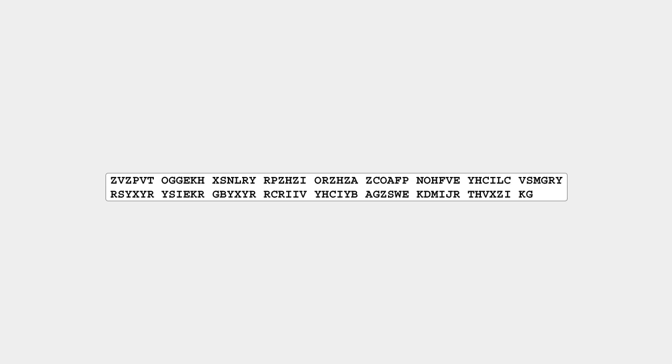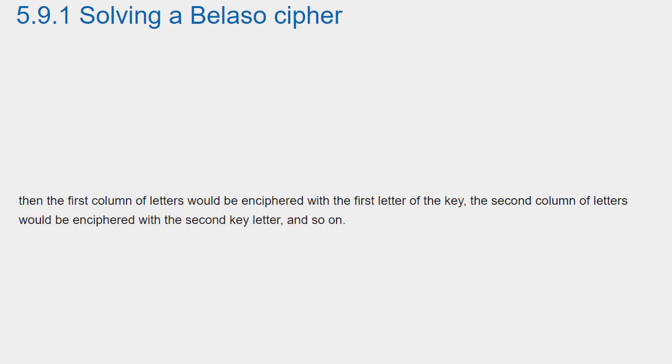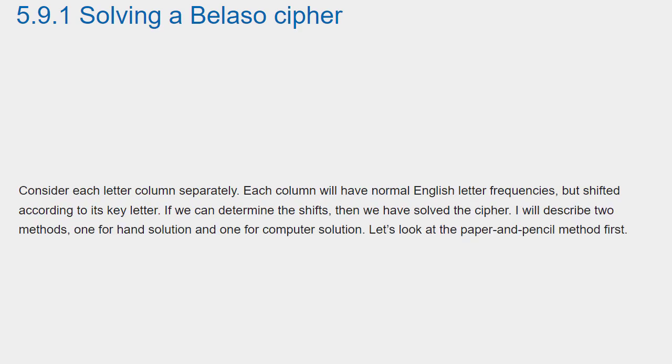Since we have determined that the period is 6, let's write the ciphertext in groups of 6. The first letter in each of these groups has been enciphered with the first letter of the key, the second letter in each group by the second letter of the key, and so forth. If we wrote the ciphertext vertically in 6 columns like this, then the first column of letters would be enciphered with the first letter of the key, the second column with the second key letter, and so on. Consider each letter column separately.